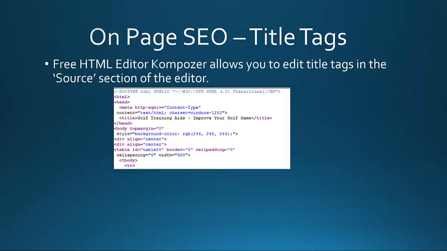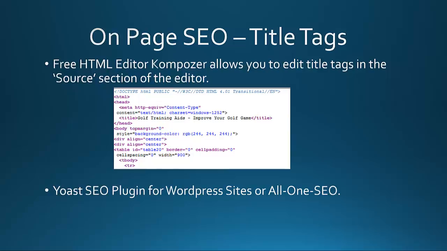Free HTML editor. Again, Composer, as I mentioned, allows you to edit title tags in the source section of the editor. So if you have an HTML website that's very basic, very generic, you could actually use this tool. It's called Composer. Another thing, if you use a WordPress website, which I recommend, and a lot of people have WordPress sites, WordPress is more than just a blogging platform. It's become a full content management system.